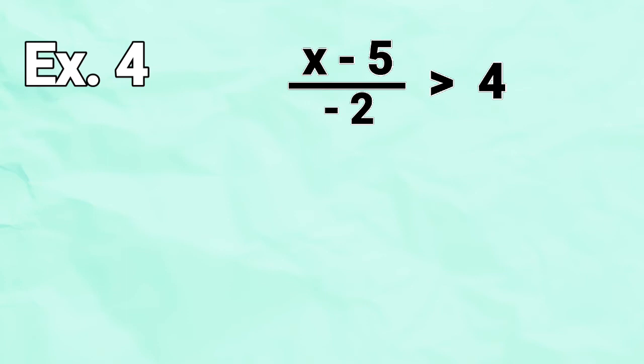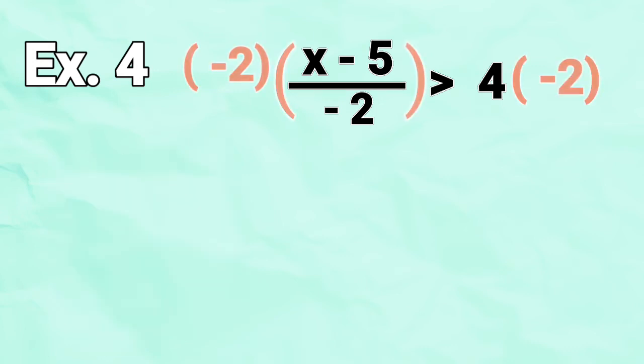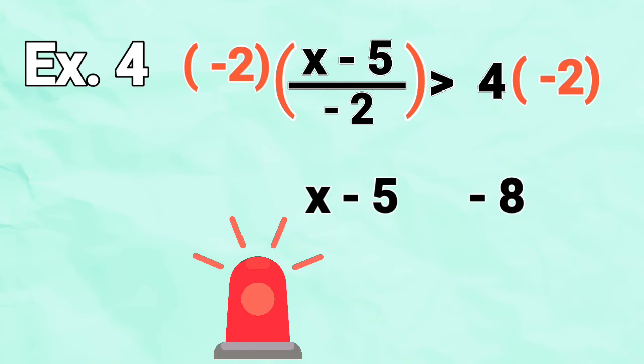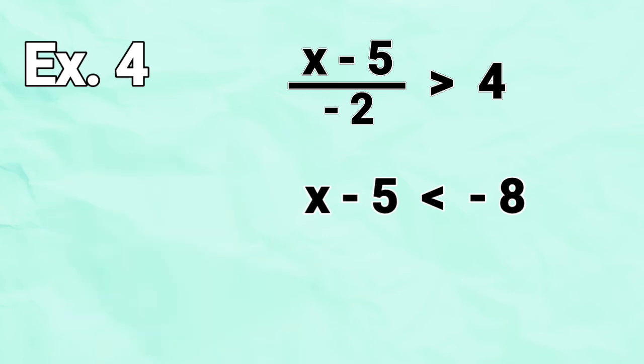For example 4, we want to solve x minus 5 divided by negative 2 is greater than 4. We need to isolate the variable, so we'll undo division with multiplication. Let's multiply both sides by negative 2. And since we're multiplying by a negative, we have to flip the sign. So we end up with x minus 5 is less than negative 8. Now we'll add 5 to both sides, and we get x is less than negative 3.